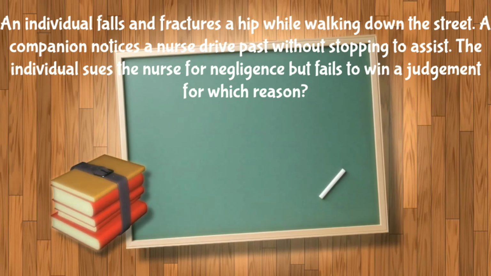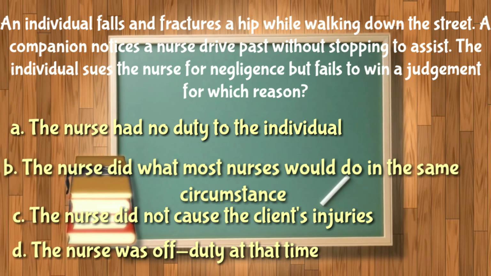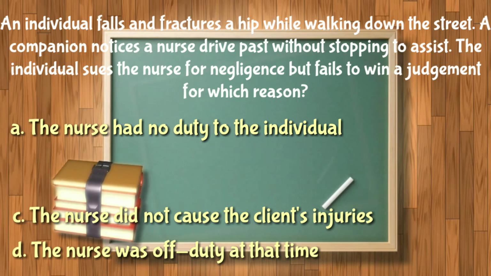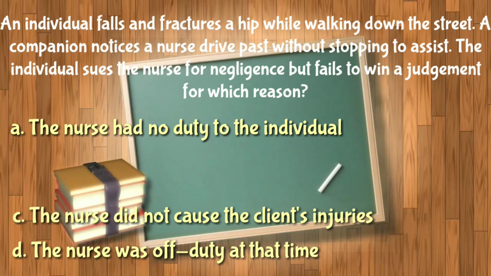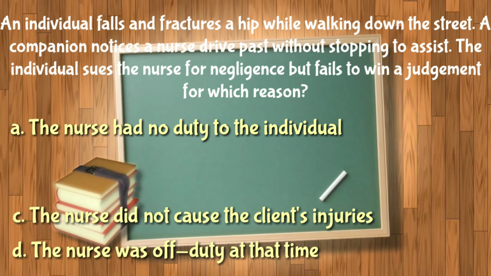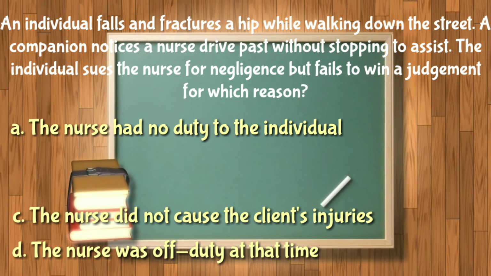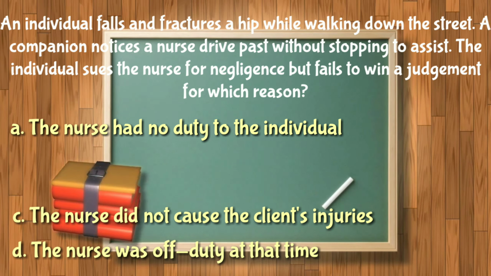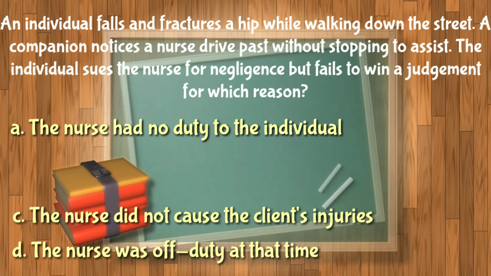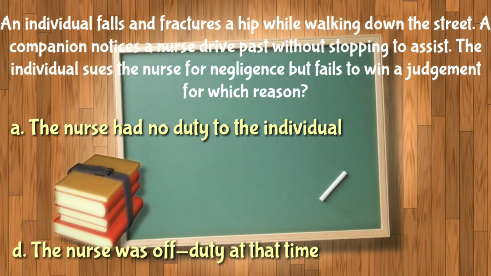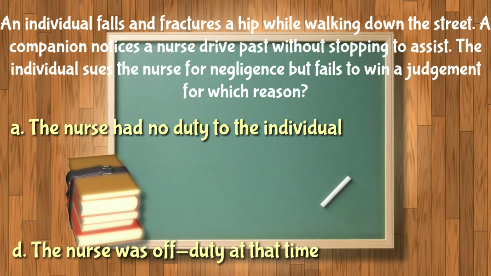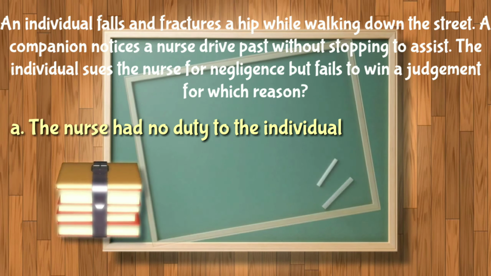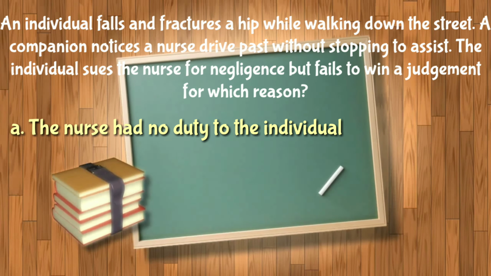For which reason? For this question, let's eliminate first letter B, because the nurse did not necessarily do what others would do in this situation. For letter C, although the nurse did not cause the client's injuries, it does not prevent the nurse from assisting in this kind of situation. Same as for letter D, although the nurse was off duty, the nurse would have assisted if motivated to do so. So the correct answer is letter A.